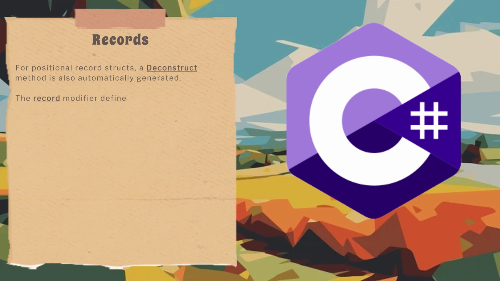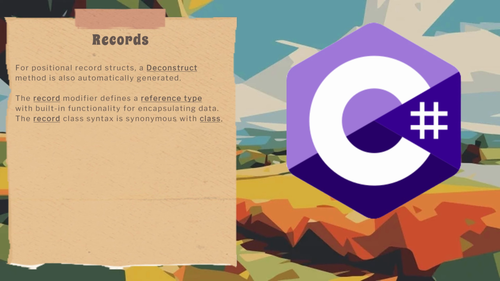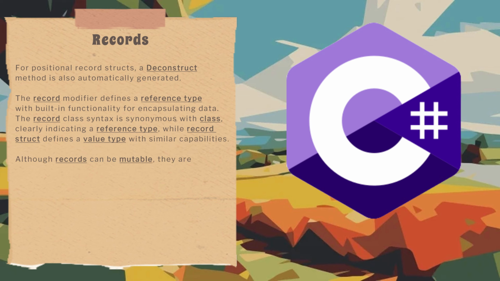The record modifier defines a reference type with built-in functionality for encapsulating data. The record class syntax is synonymous with class, clearly indicating a reference type, while record struct defines a value type with similar capabilities. Although records can be mutable, they are primarily designed for immutable data models, enhancing clarity and safety in data handling.